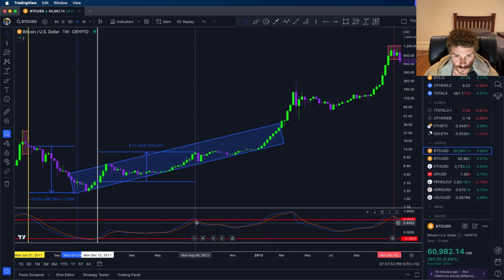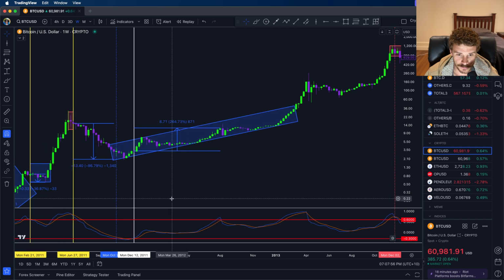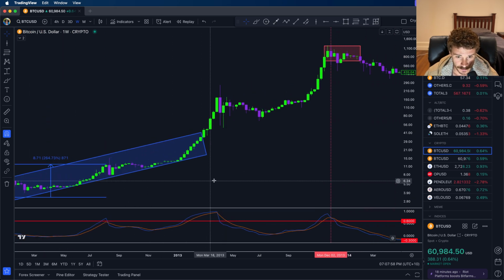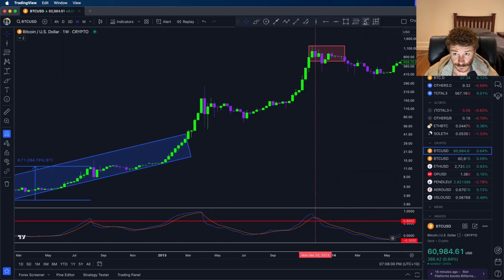And look, I don't count these. Orange has to go above as well. So we'll just not count that one. The next one was quite clear. Okay. And so the orange was above.